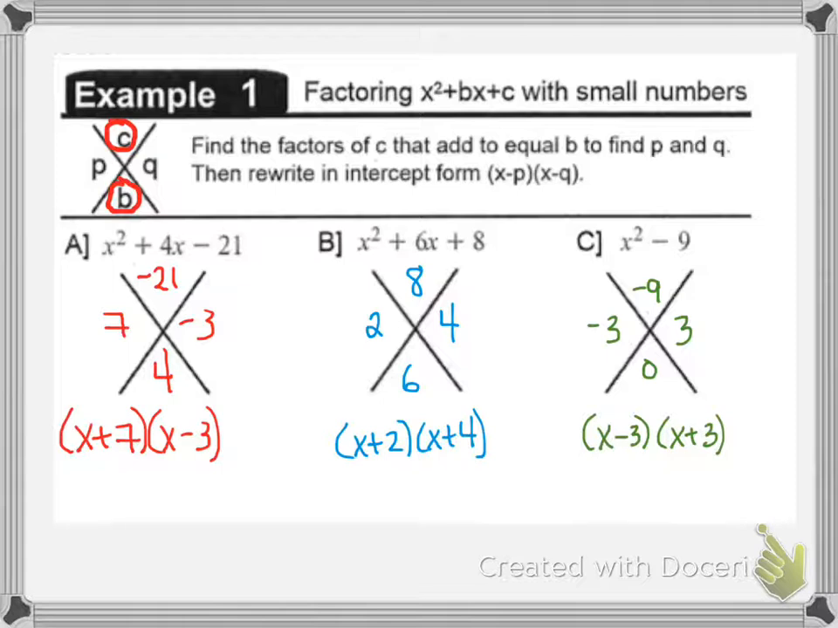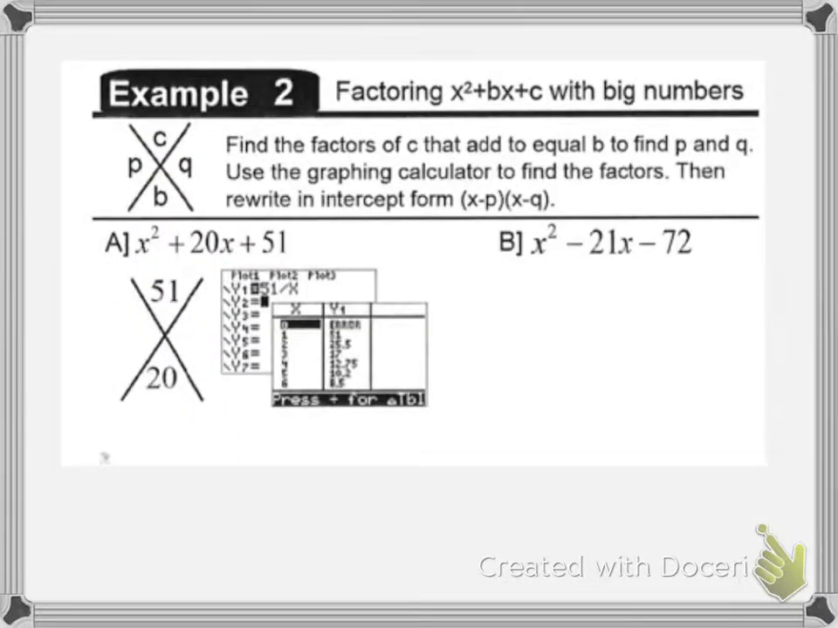Okay, that was factoring with small numbers. What if we have larger numbers? Because then it becomes a little bit harder to factor. Okay, we're going to use our graphing calculators to help us unless we really have our times tables under our belts. So for this first example, x squared plus 20x plus 51.